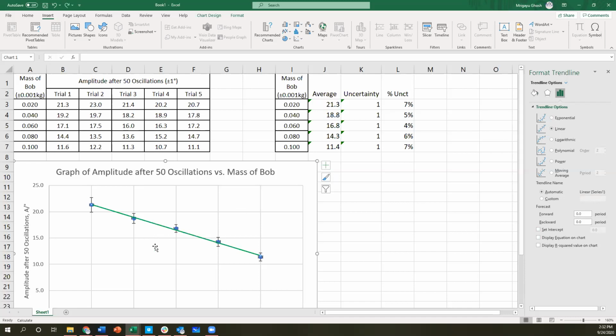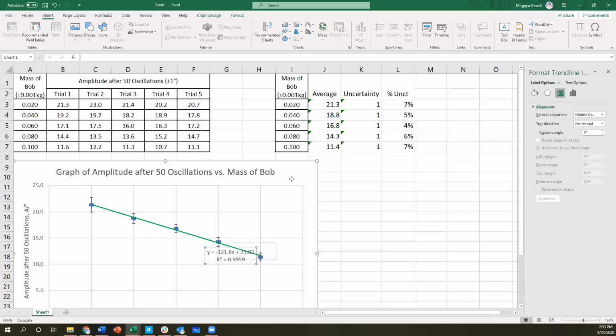So here, it actually gives you, what I do is, if you go down here, it says display equation on chart and display the R squared value. If you do those both, that gives you your equation right there. And right off the bat, you know what your slope is. Your slope is negative 121.8, and your y-intercept is 23.82. The R squared value is just a measure of how closely the values fit the predicted trend.